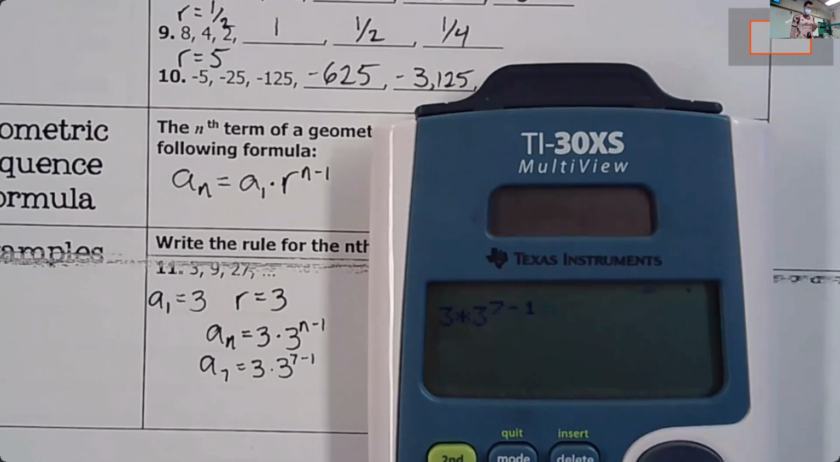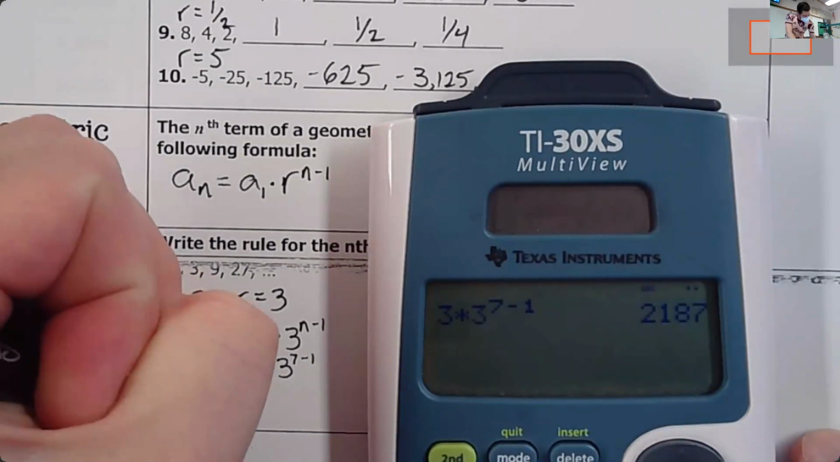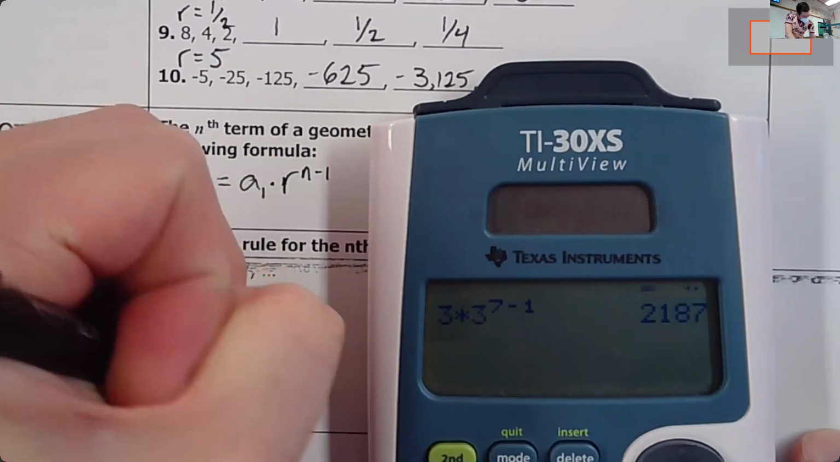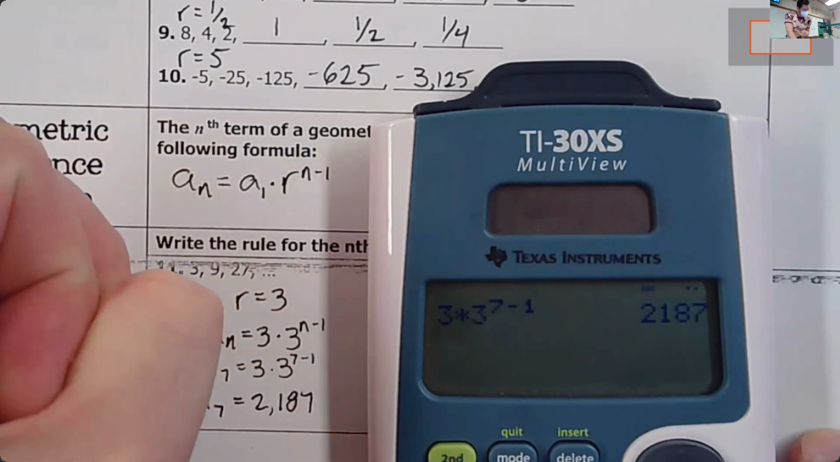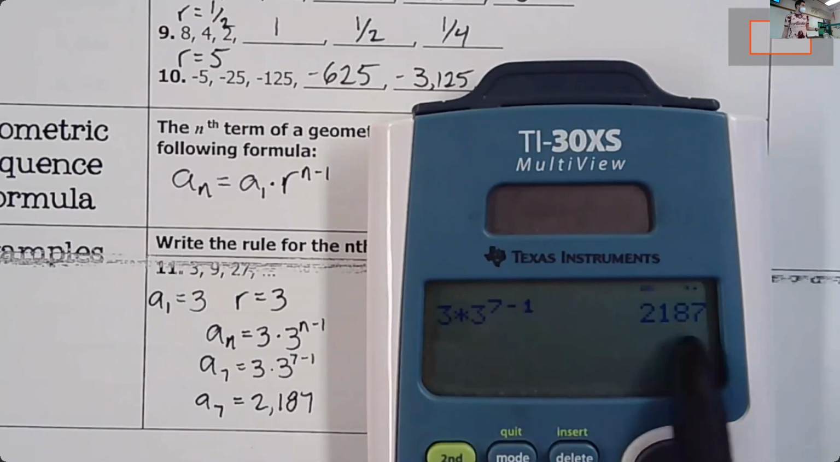And so if we hit enter, that says 2,187. So the 7th term of the sequence, A7, equals 2,187. So it's using the formula, writing a formula, plugging things into it, and then just using our calculator to do the math for us.